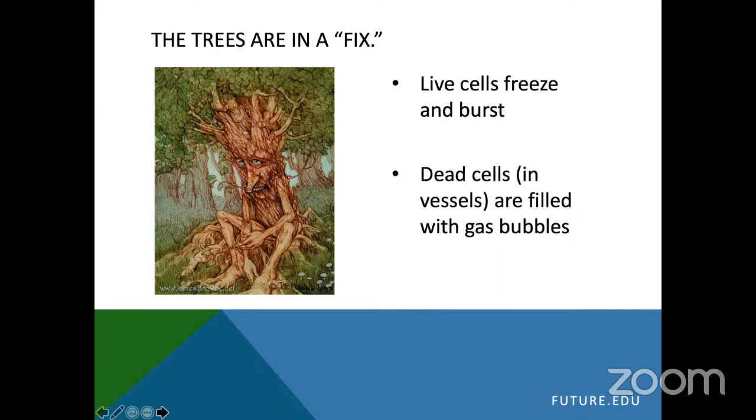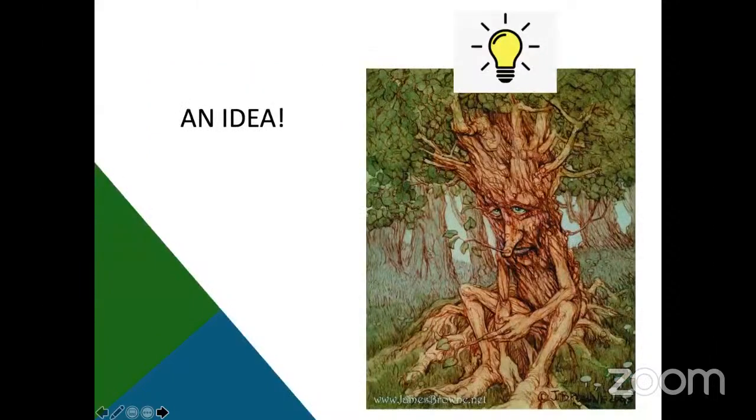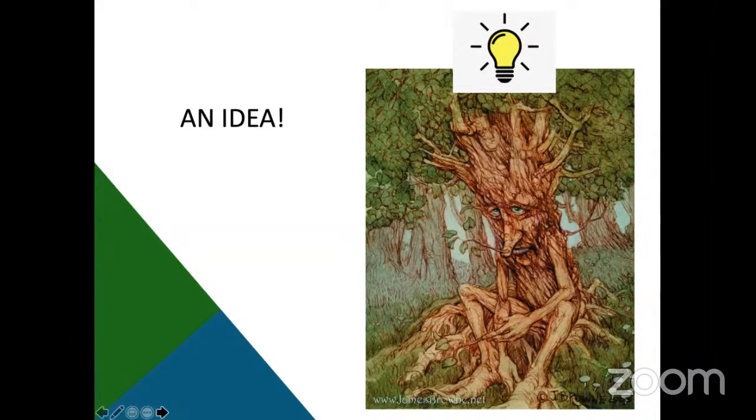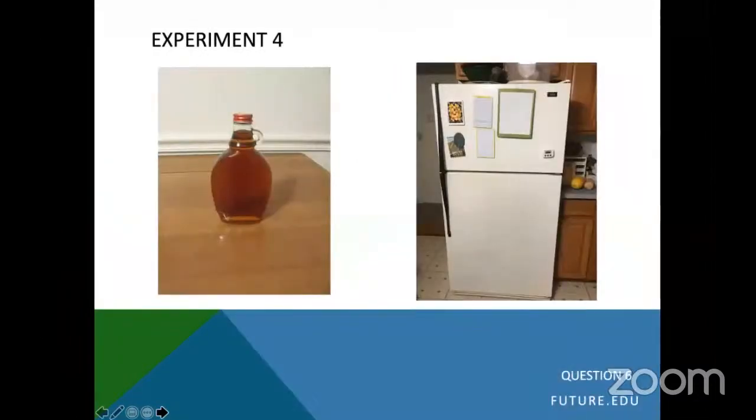They're in a fix, but they got an idea, an evolutionary idea. They figured out a way to solve these problems. Not quickly, but they figured it out, and it allowed them to start to move woody structures from the tropics up into the northern regions. All right, I've got another experiment, okay? Experiment number 4. This time, I took a bottle of maple syrup. I put it in my freezer. The next morning, I took that bottle of maple syrup out.